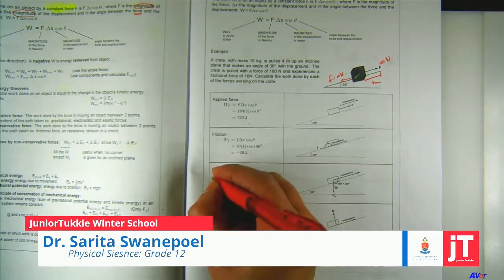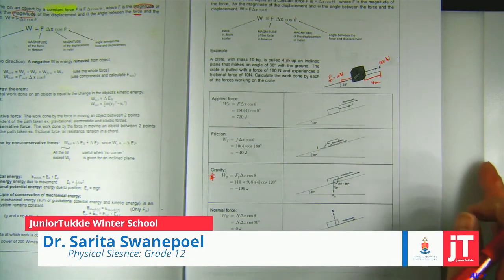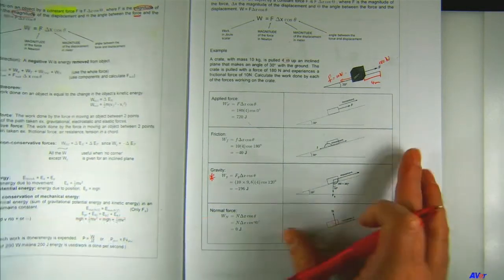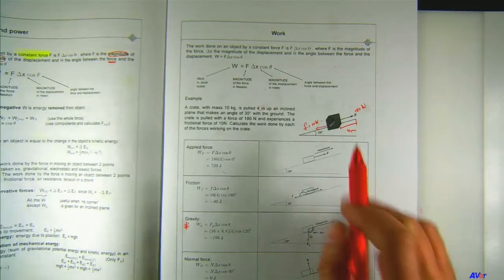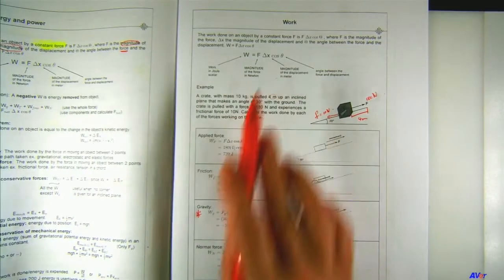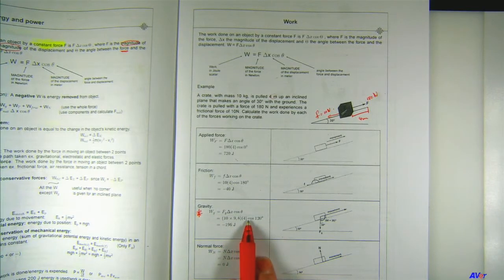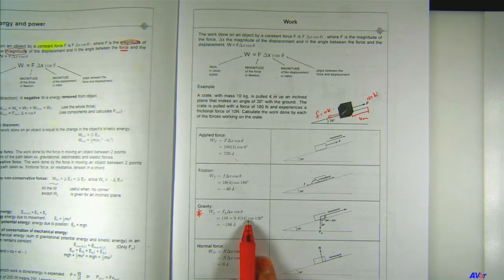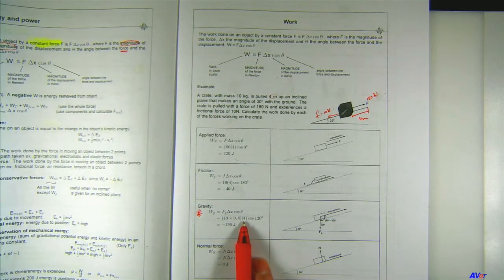Now, with an inclined plane, gravity is the one that is difficult. Right. Now, if you work according to this definition, I'll show you the alternatives later on, we said the work done is F delta x cos theta, and we're working with gravity. So remember, not the mass. It's the mass times 9,8. That's one of the things that you get wrong. Then times the displacement, that is 4.